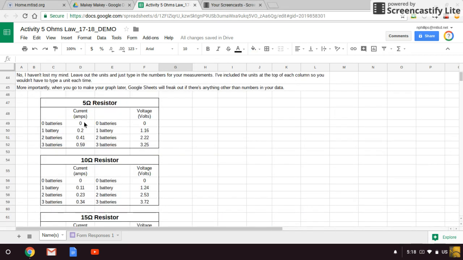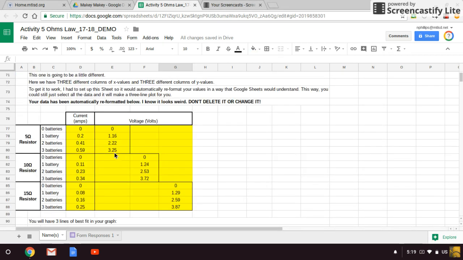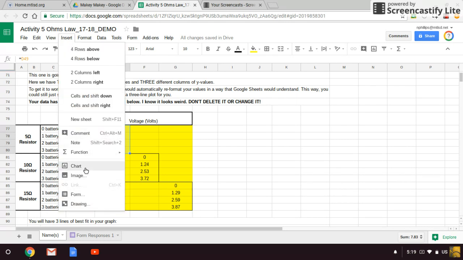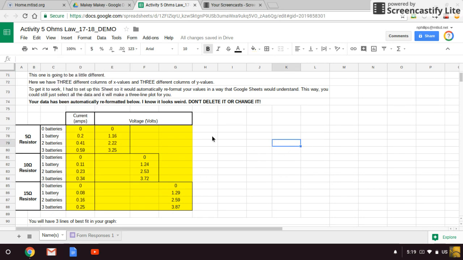Ohm's law, I just included some sample data. Normally, if you have just two columns of data, your X and your Y, you just have to click on both of them, highlight both columns, go to insert, click on chart, and that's pretty much it. But I had to do this a little differently.